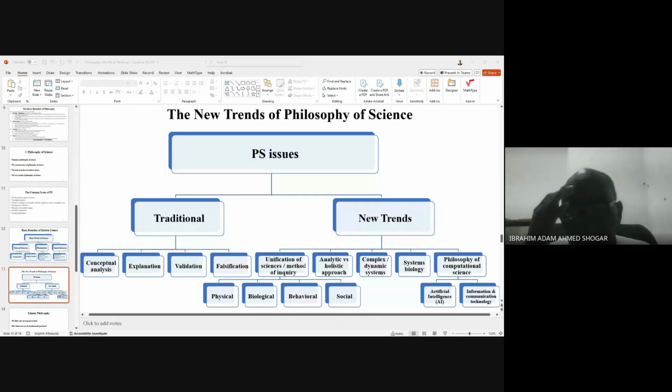When we go to the new trends, brothers and sisters, these are now coming and they are trying to apply more. Of course, the first thing is the unification of sciences, or the method of scientific inquiry. As we mentioned in the previous slide, there are physical sciences, biological sciences, behavioral sciences, that is the humanities, and then social sciences. Is the method which we apply to all these four areas the same? Earlier it was not, because some of these sciences are not measurable. We are unable to measure, and that is why we considered them not science.